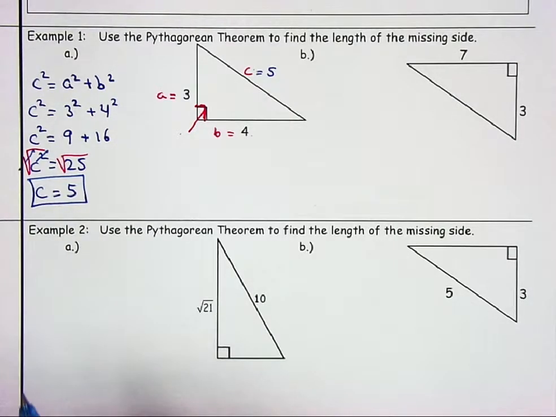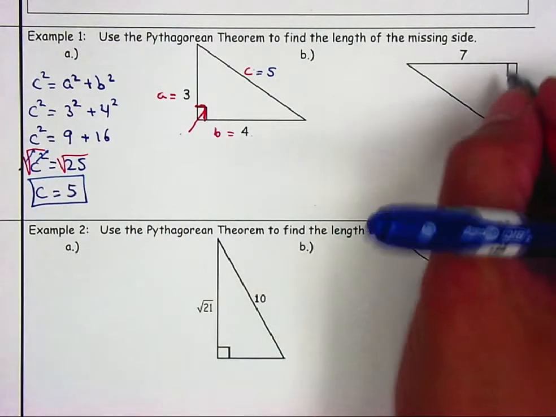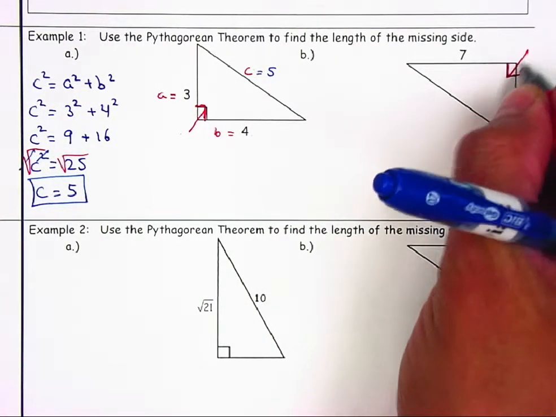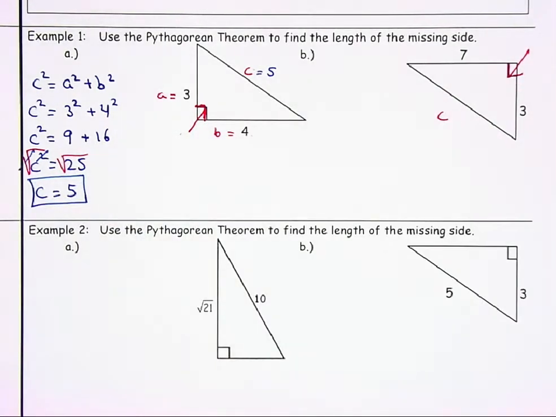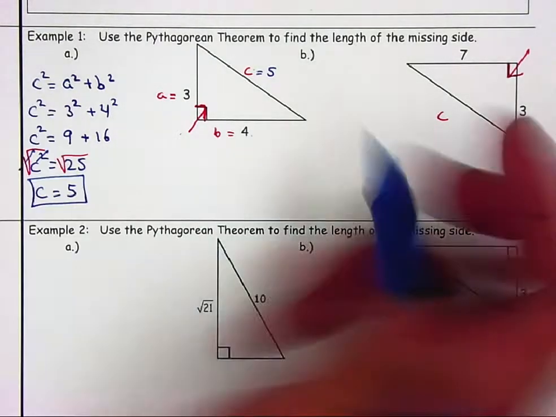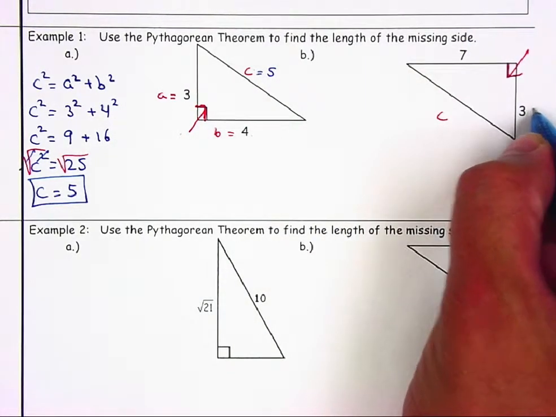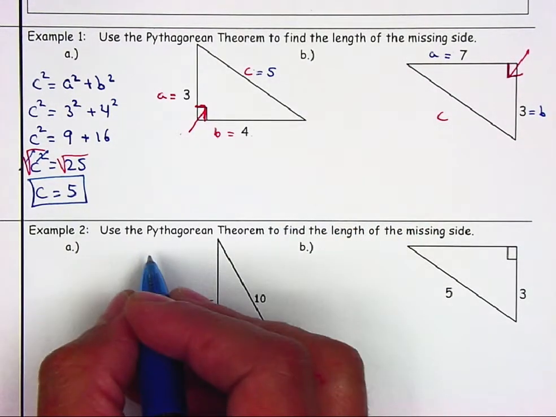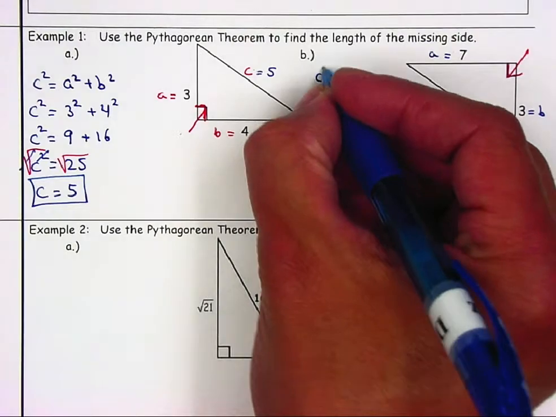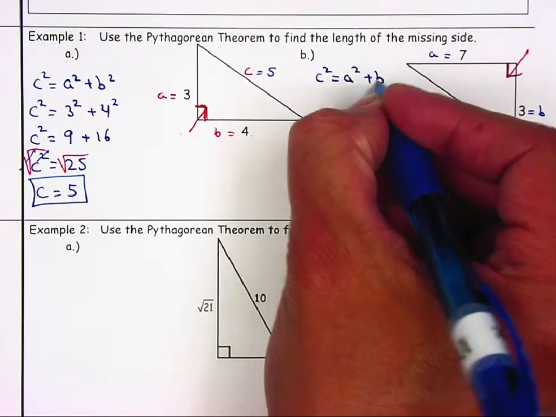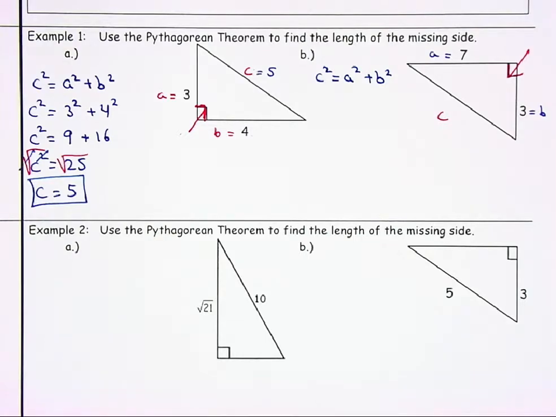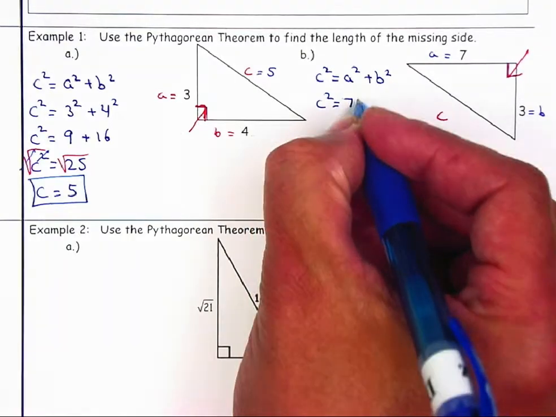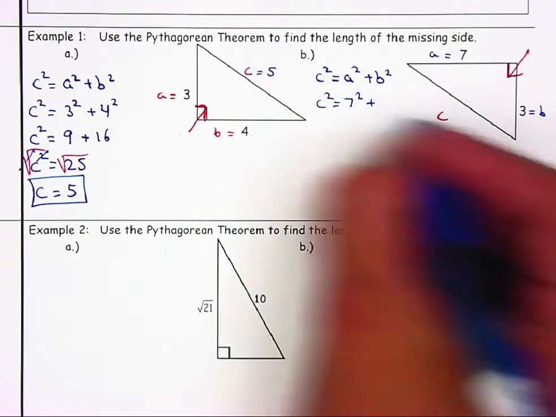Let's try letter B. Notice that the missing side is opposite the right angle, so therefore this is letter C. Let's write in the formula. A can be 7 or B can be 3. It doesn't matter. I'm going to place A will be 7 and 3 will be B. So let's write in the formula. C squared is equal to A squared plus B squared. You must memorize the formula for the test. C is what we're looking for. A is 7 squared plus B is 3 squared.